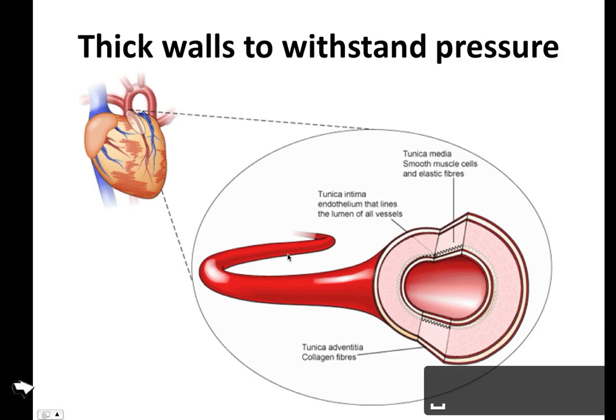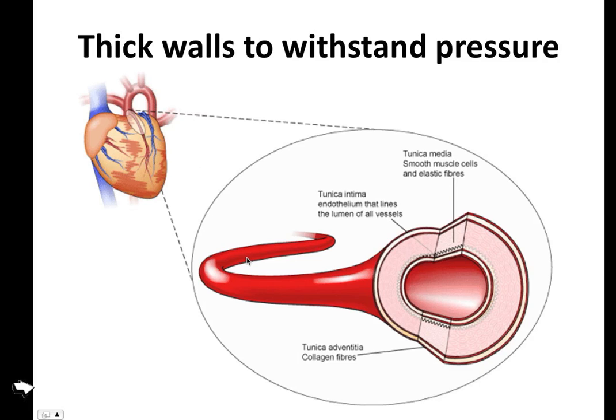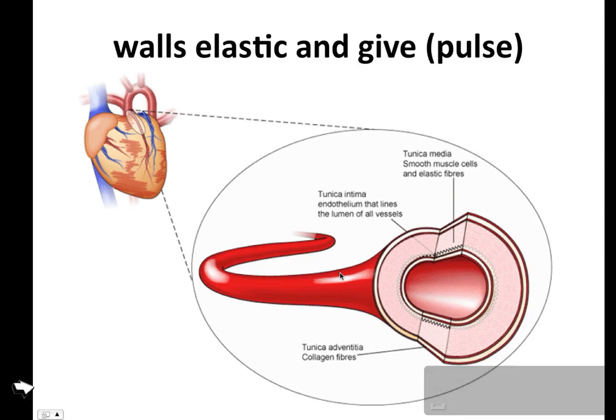Now, because it's coming right off the heart, there's a lot of pressure because the ventricles are squishing together and forcing a lot of blood out, and therefore the structure has to be very adapted for that. In this case, it's pretty thick-walled and it's very elastic, so it allows for that pulse. Because when you do feel your pulse, what you're feeling is the blood coursing through, pulsing through your arteries.